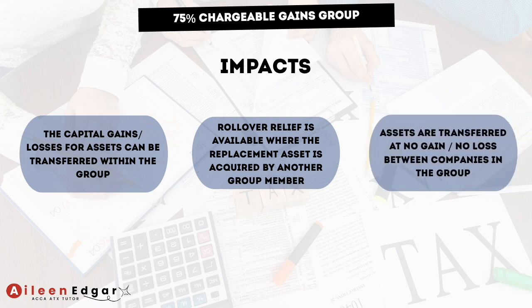And when an asset is transferred between one group company and another, we don't need to work out whether a gain or loss has been made, as the transfer is treated as made at no gain, no loss. They don't need to physically transfer the assets to the other company. The companies can elect for the transfer of ownership just on paper without the assets physically moving.